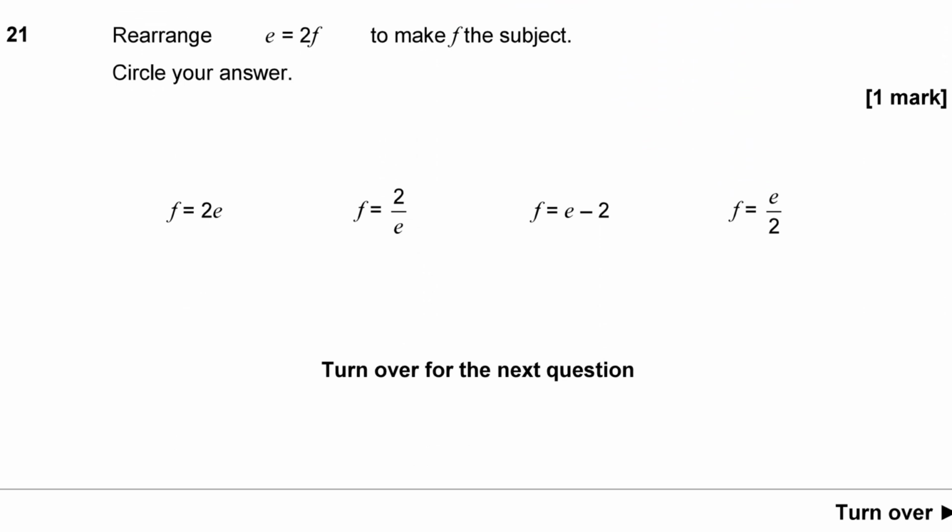Question 21. Rearrange E equals 2F to make F the subject. Okay, so if E is equal to 2F, if I divide both sides by 2, this is very similar to the first question. I'm going to cancel those out and leave me with F equals E over 2.